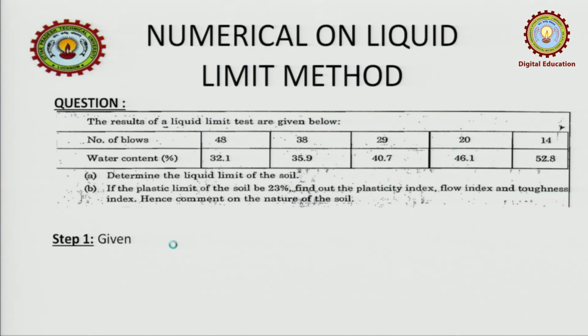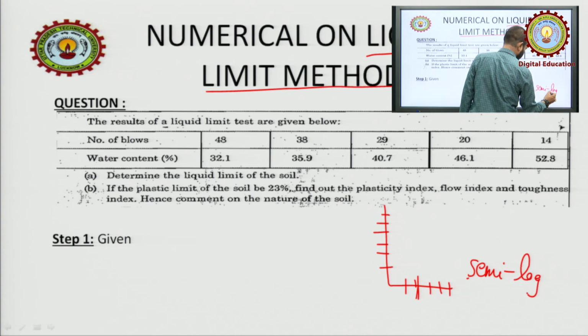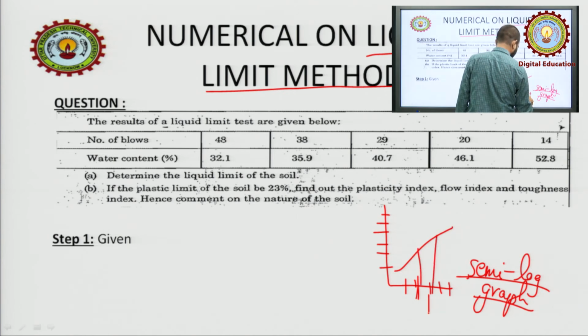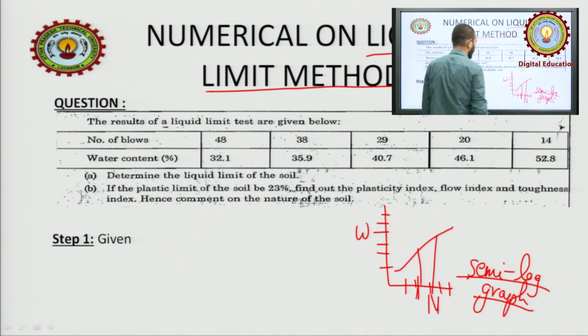So now let us go to the next question, a numerical on the liquid limit method. If you remember, what we had done in the liquid limit was that we first found a different number of blows and the corresponding W. The number of blows and corresponding W were plotted on a semi-log graph, something like this or whatever may be the shape. This will be N, the number of blows, and this is W, the water content.